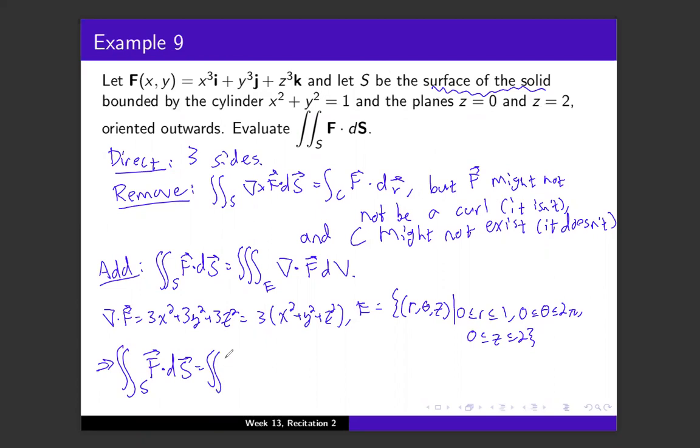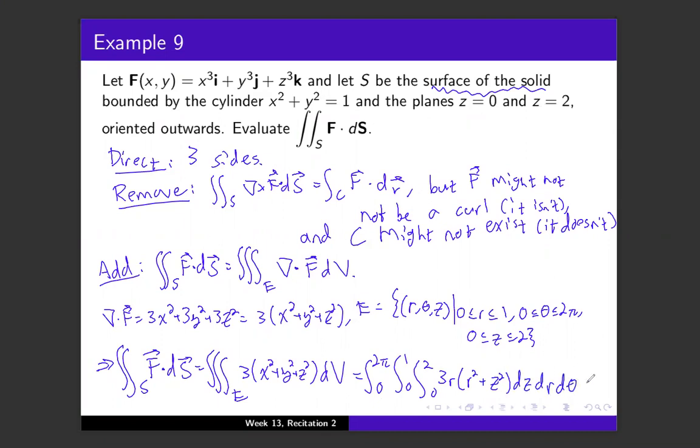And this comes out to the triple integral over E of 3 times x squared plus y squared plus z squared dV, which is the integral from 0 to 2 pi, integral from 0 to 1, integral from 0 to 2 of 3r times r squared plus z squared dz dr d theta. Let me clear some space up top to make this a little bit easier to work out.